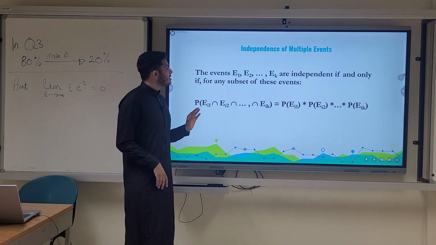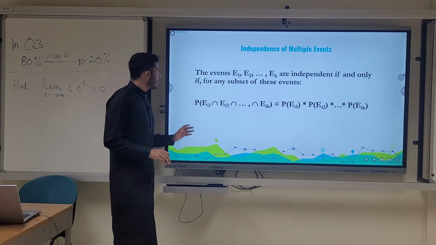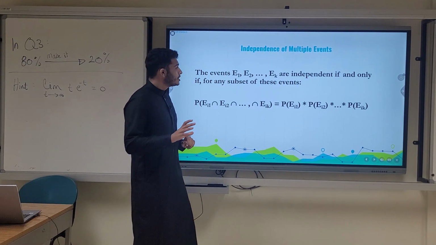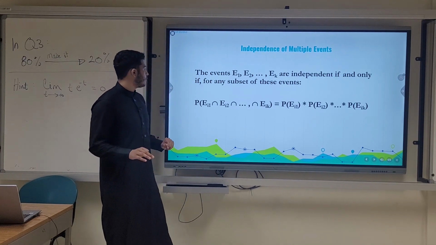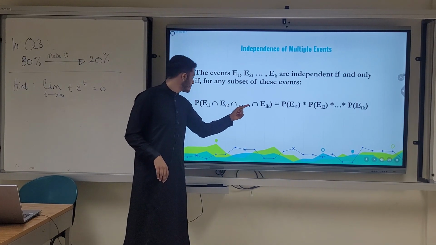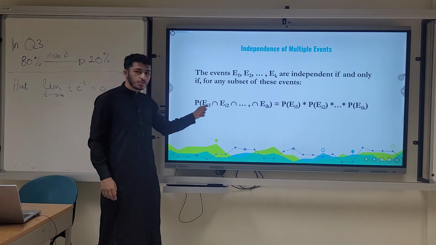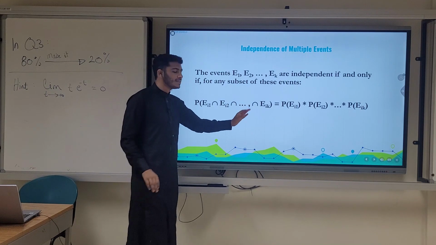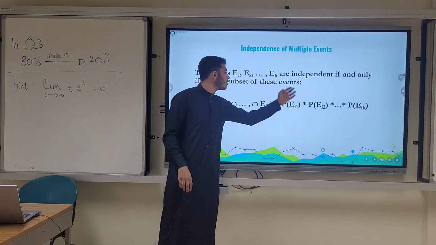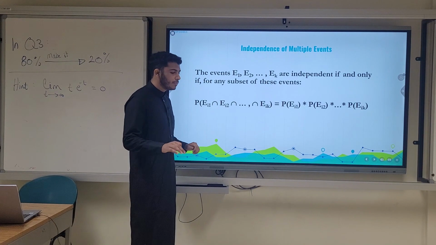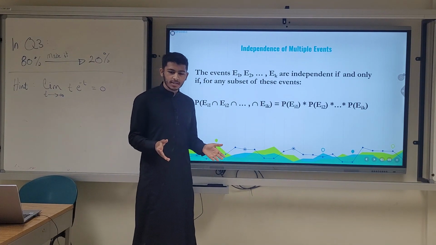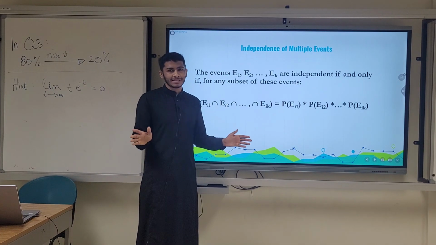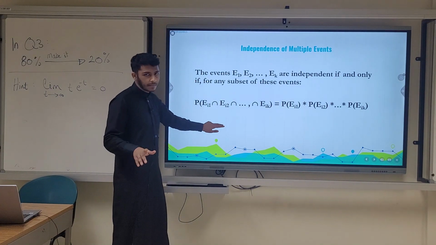Now, independence of multiple events. If we have a combination of events, event 1, event 2, up to event k, they are independent if and only if, for any subset of these events, the probability of the intersection of all of these events is simply the multiplication of the probabilities of all of these events combined. So in simple terms, if you have independent events and you want to find the intersection between them, just multiply the probabilities of them all, and that's it. We're going to see an example for this, an extremely simple example.